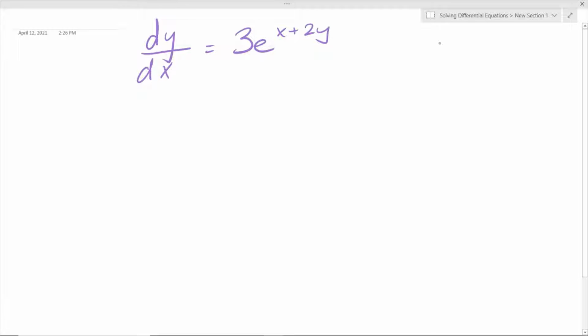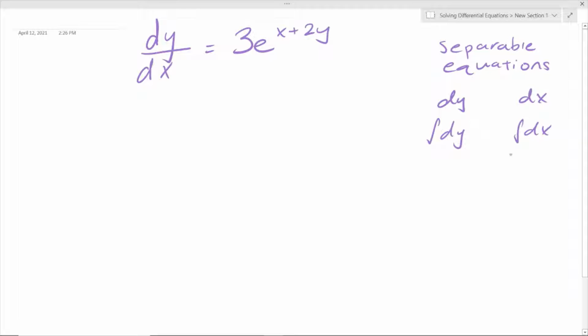So with separable equations, we are trying to separate dy and dx, with dy on one side and dx on the other side, and then we integrate it. We integrate both sides, and that's how we basically solve for these separable equations. That's kind of like the plan. So separate dy and dx, so all the y's on one side and all the x's on the other side.